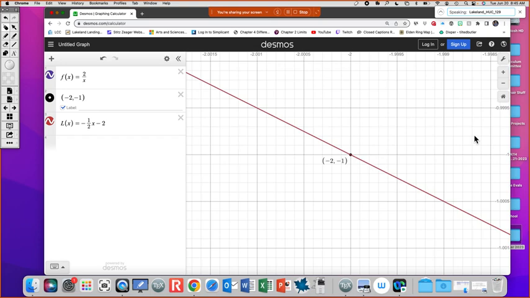You with me or not, folks? Okay. You can start plugging in values. Plug in like L of negative 2.1 versus F of negative 2.1. You see how close they are? Okay. That's local linearity. Okay.